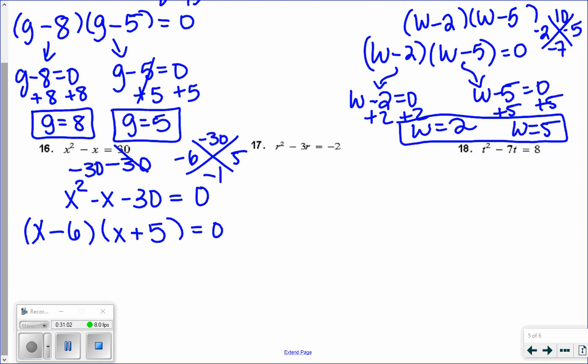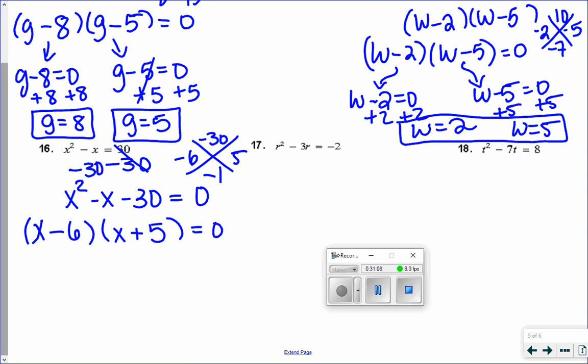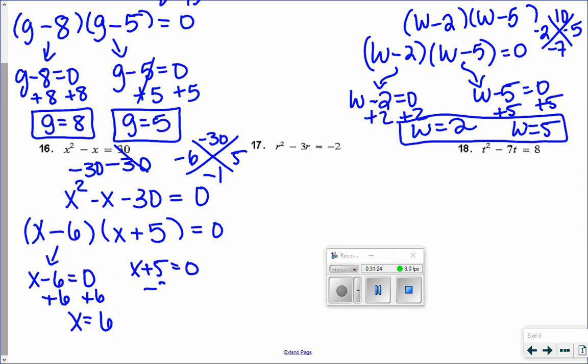Okay, and then we can proceed with the zero product property. If this times this equals 0, then that means that either x minus 6 would have to be 0 or x plus 5. I think y'all are getting the idea, hopefully, here. So we'll add 6 on both sides. One solution is when x is 6. The other solution is when x is equal to negative 5. There it is. There's our solution.